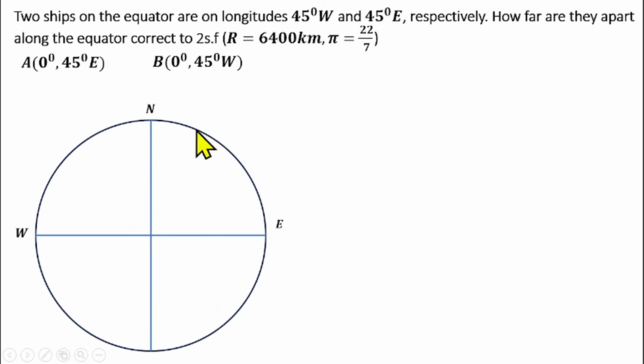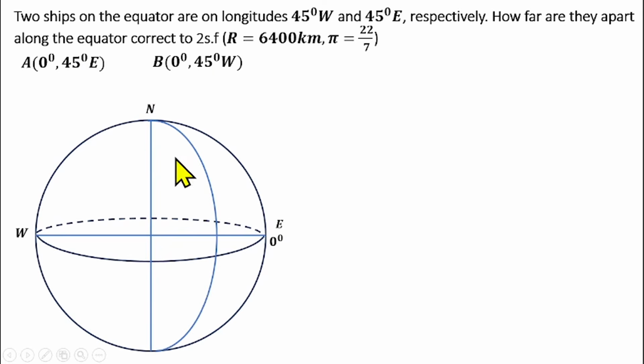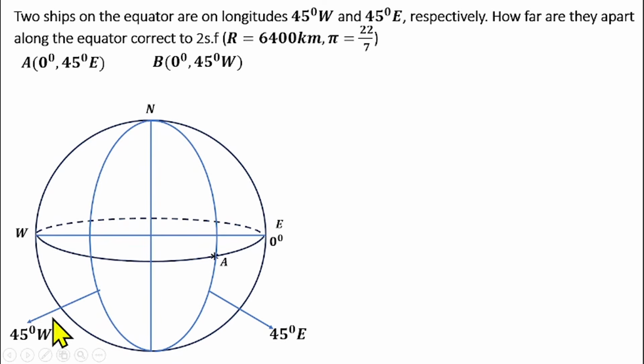So I have this diagram with the Earth's surface. The two ships are on the equator, which is 0 degrees, so I will locate my equator, which is this line of latitude, 0 degrees. Now point A is on the 45 degrees east longitude, so I'll draw a line of longitude here, labeled 45 degrees. This point will be point A. Then the longitude of this one is 45 degrees west. That will be another line of longitude on the west, 45 degrees, for point B. So this place will be point B.